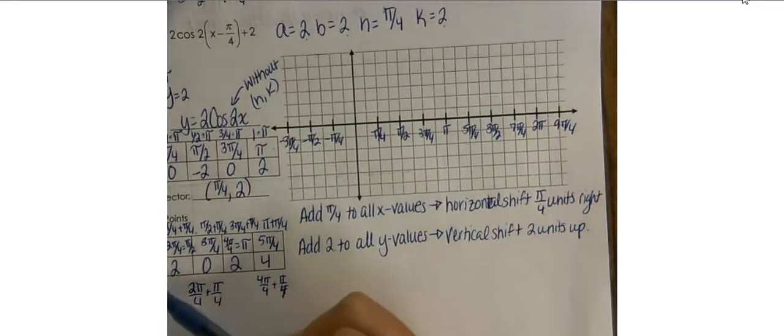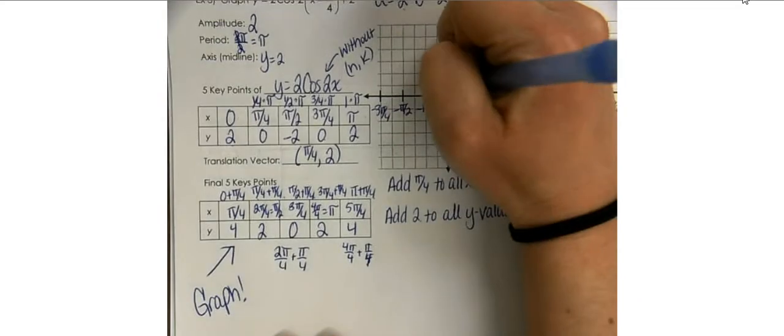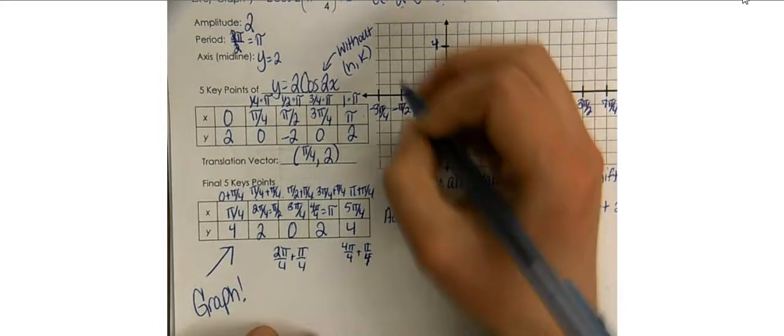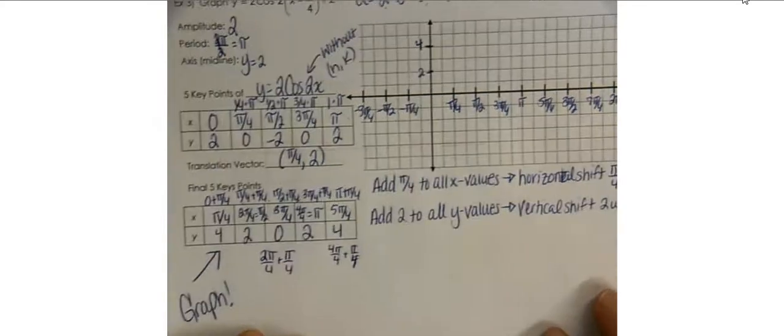Because my maximum value is going to be 4, I'm just going to go by ones. So I have 1, 2, 3, 4. So here's where 4 is. And I also need to know where 2 is, and that's going to be right here. And then obviously we know where 0 is.